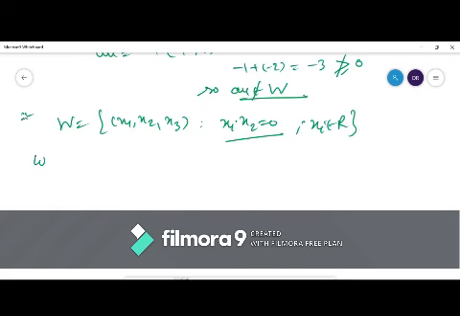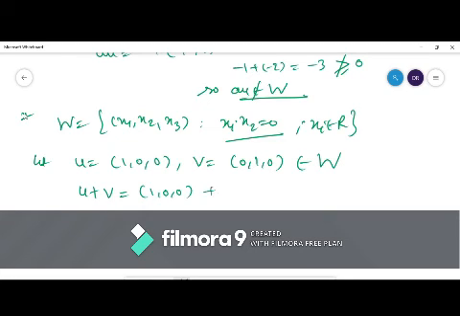For this, let u is equal to (1, 0, 0) and v is equal to (0, 1, 0). These elements belong to capital W because the product of the first two elements is equal to 0. If we take u plus v, (1, 0, 0) plus (0, 1, 0), this is equal to (1, 1, 0). This doesn't belong to W because the product of the first two elements is not equal to 0. Hence W is not a subspace.